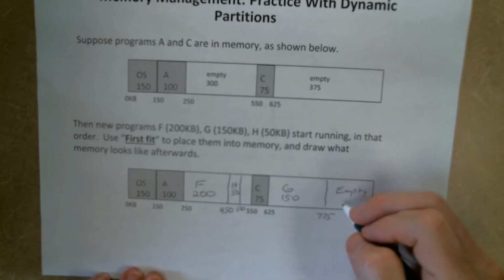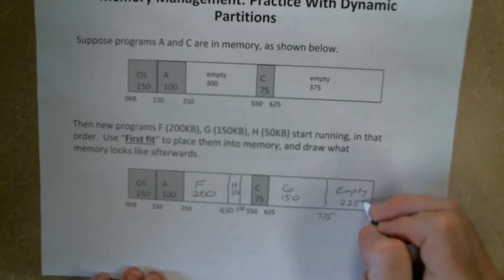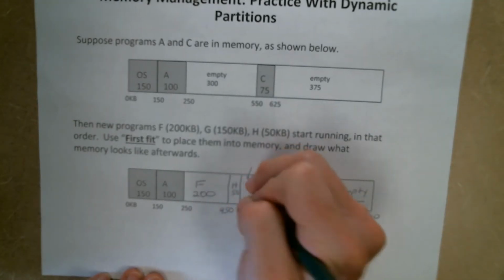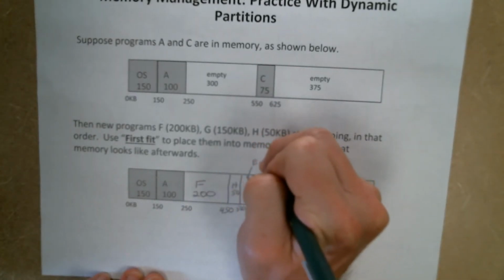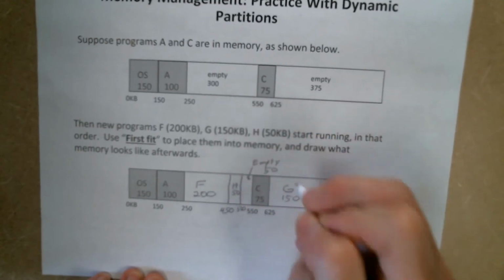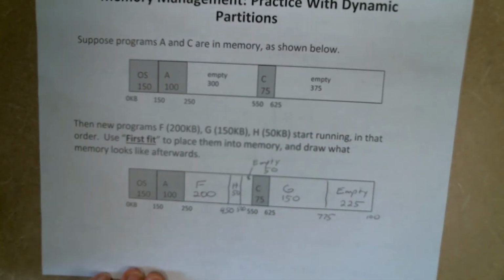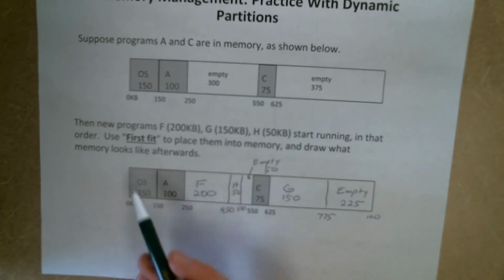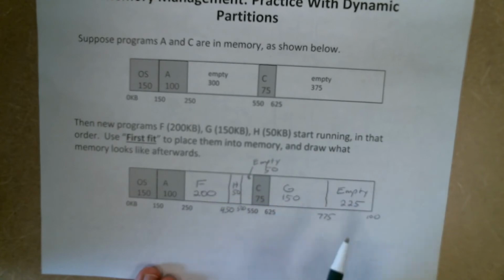So we've got 225 left over. All right, and this one right here is also empty. And it is size 50. All right. So again, just being able to recognize the different types here and then what they imply. All right, but this is what you should be getting for this one.